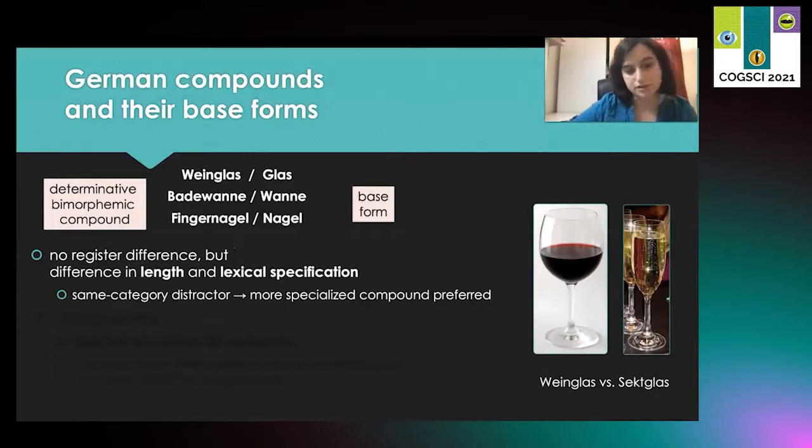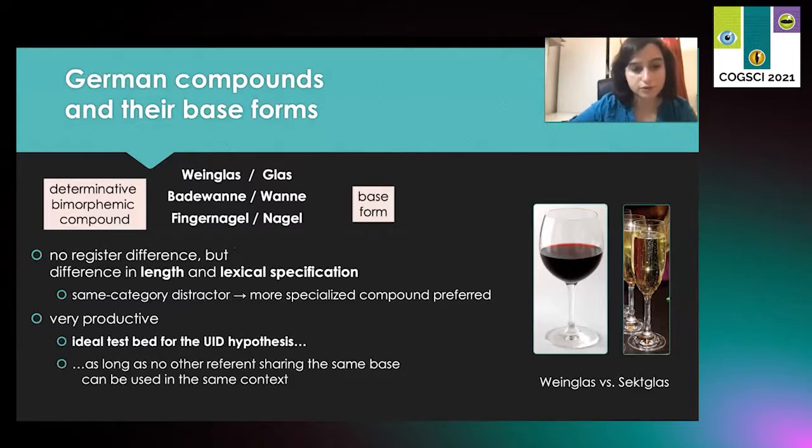This means that if there is a same category distractor, such as Sektglas, then the more specialized compound, Weinglas, is preferred over just using Glas, because you want to make the distinction with the distractor. This is a very productive phenomenon in German, and thus an ideal testbed for the UID hypothesis, as long as in our materials no other referent sharing the same base can be used in the same context. So we want to create a context where one could use either Glas or Weinglas without any differences in terms of specificity.